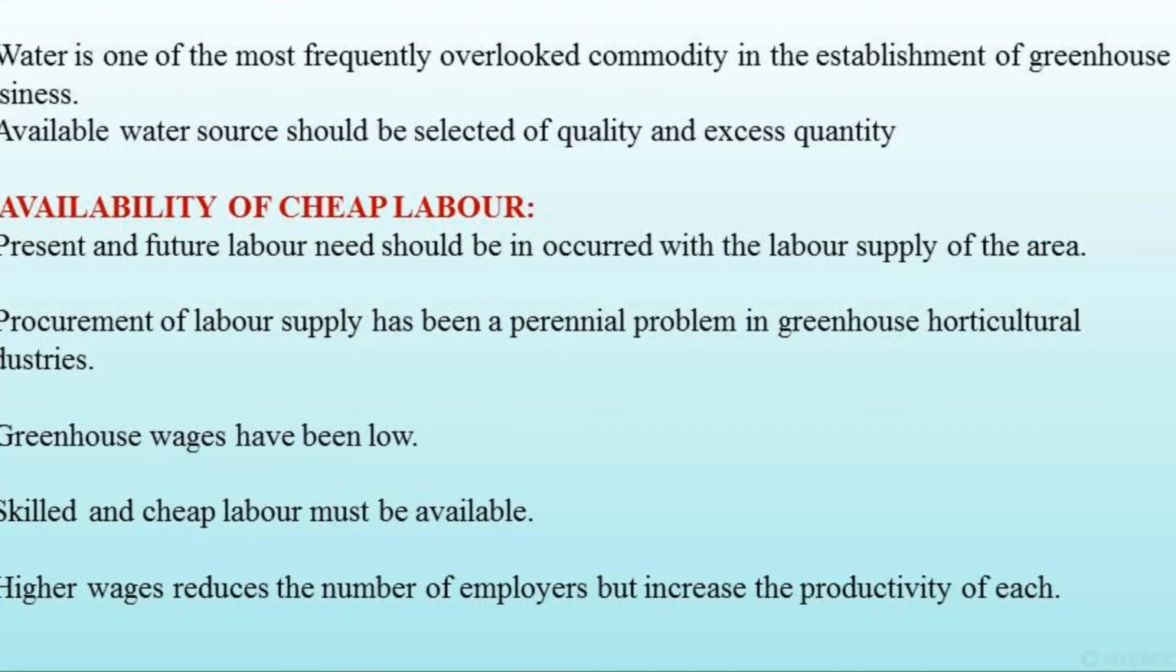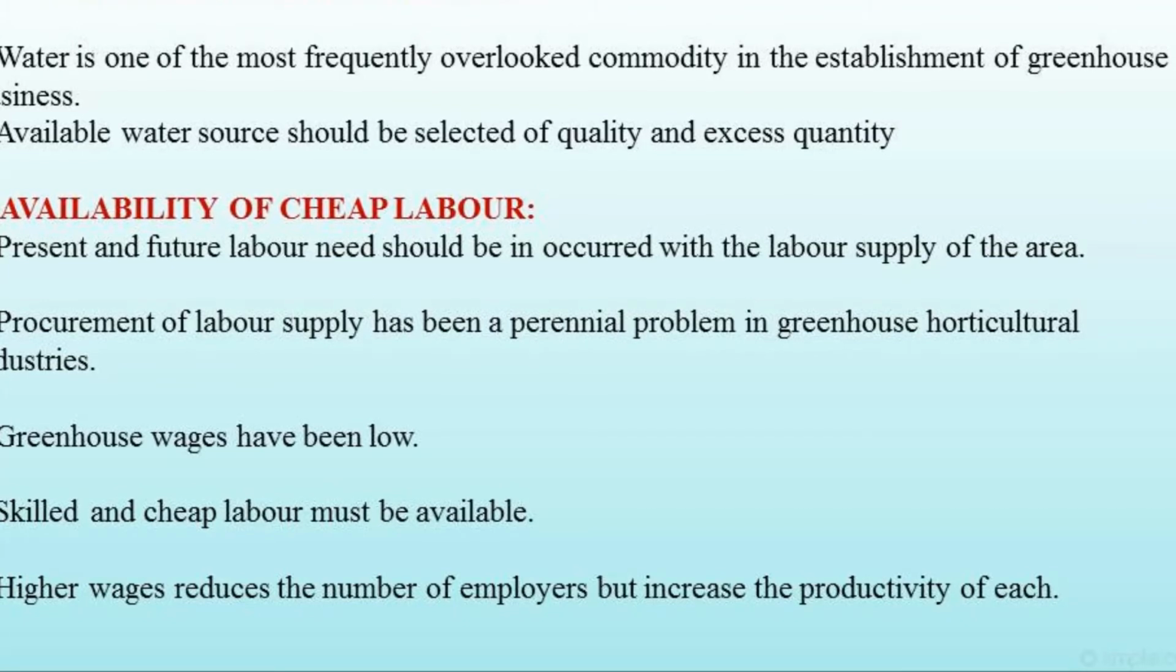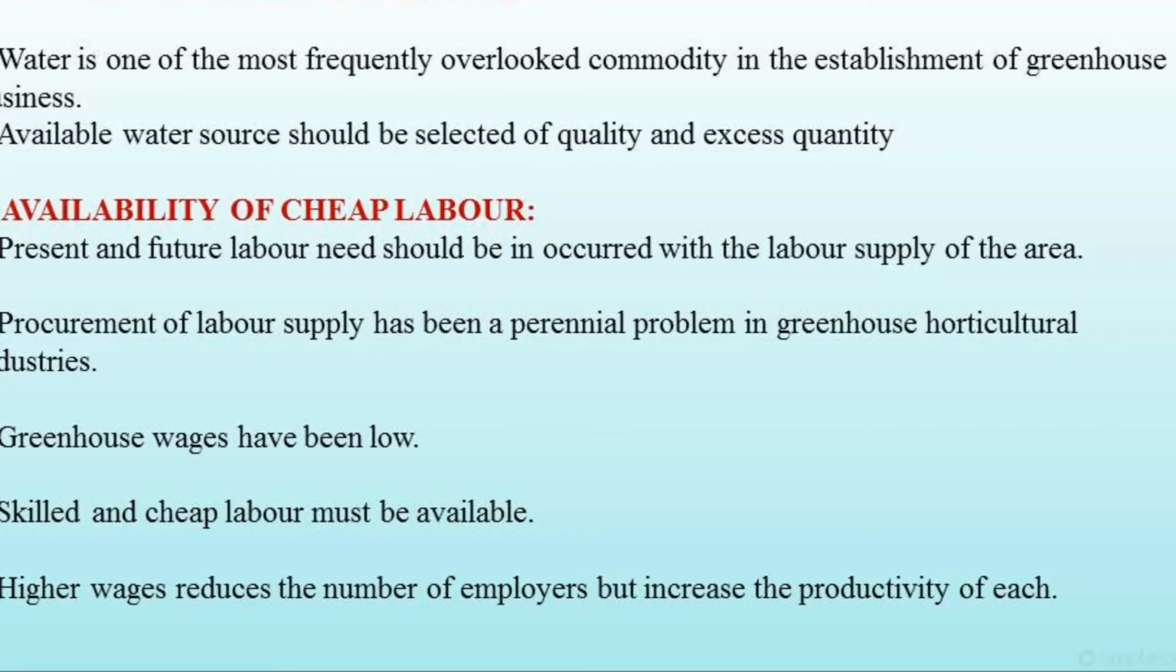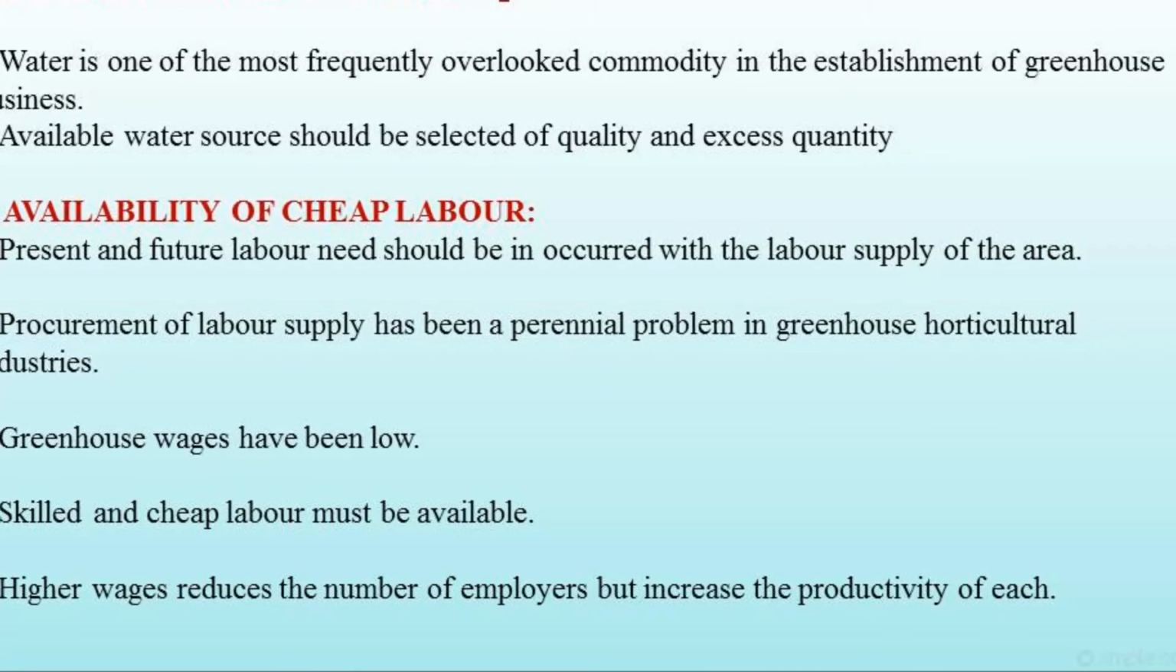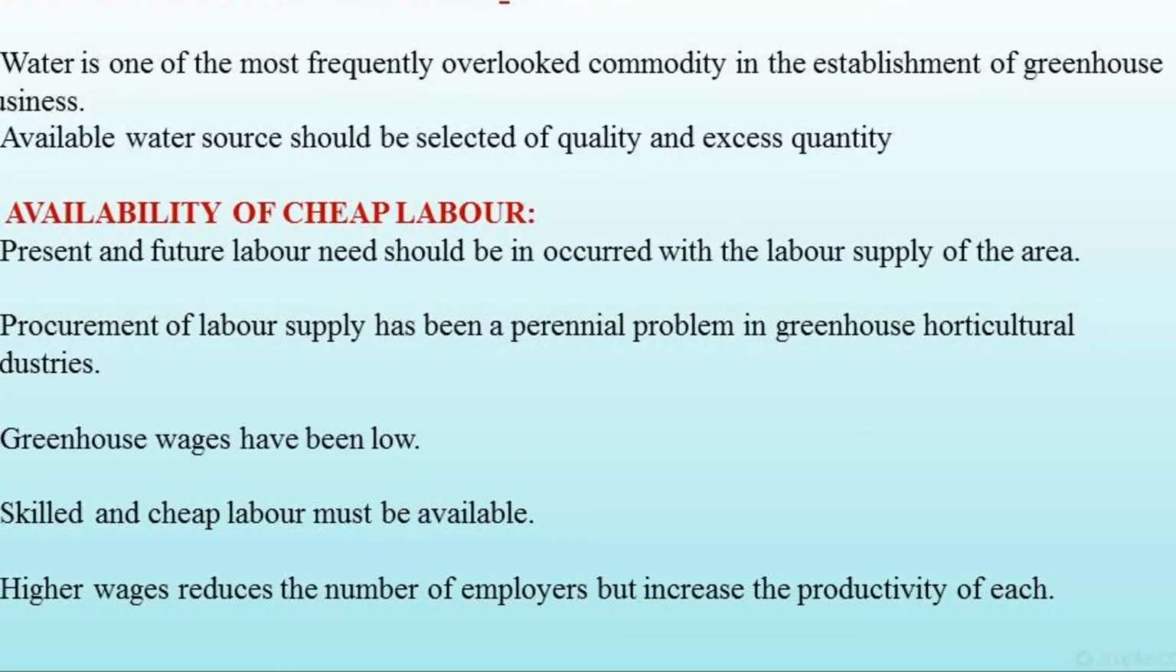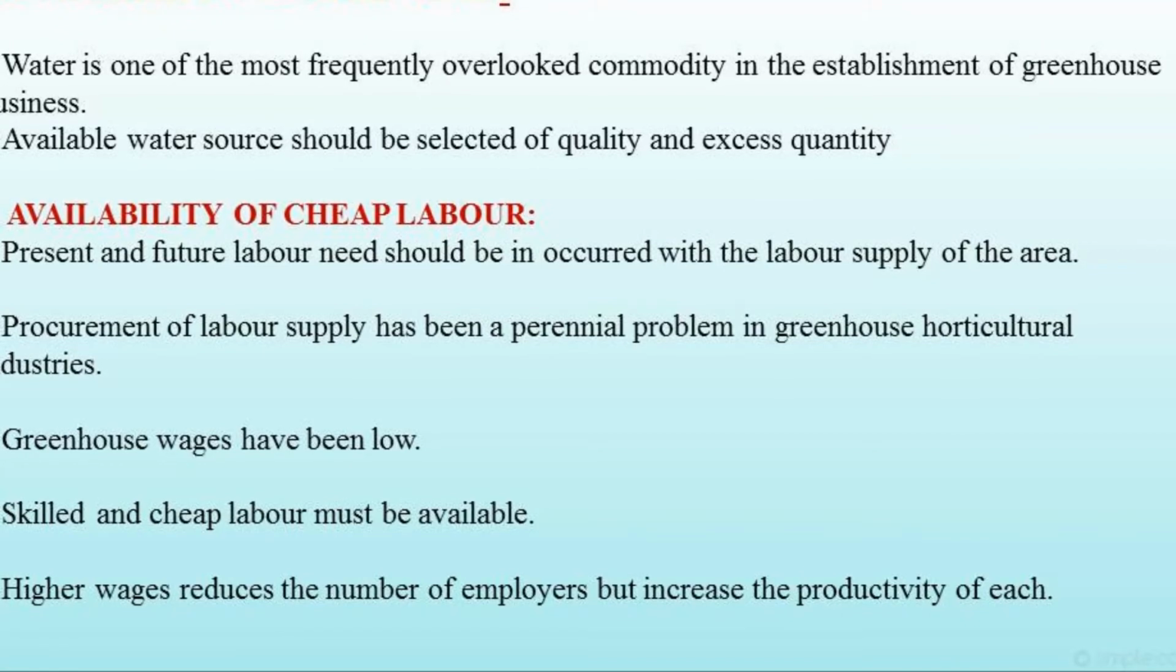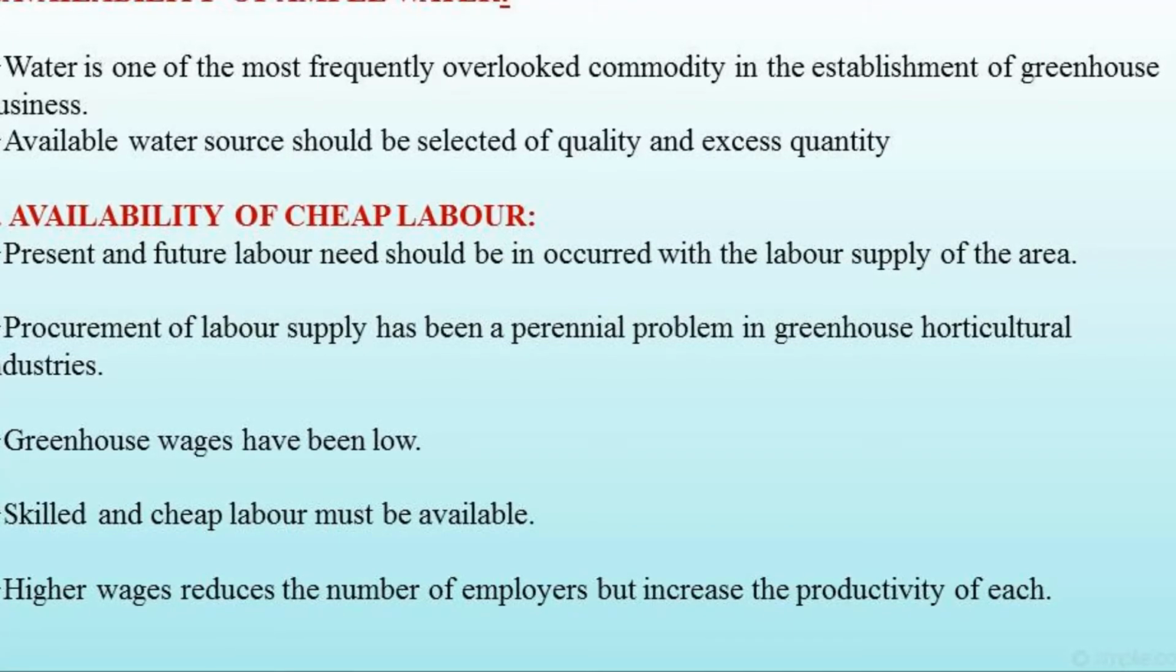So to increase productivity of protected cultivation, skilled and cheap labor must be available in selected regions, and if possible, higher wages should be provided. It helps to reduce the number of employees, but it helps to increase the productivity of each member.